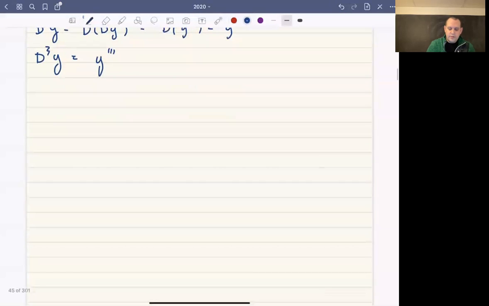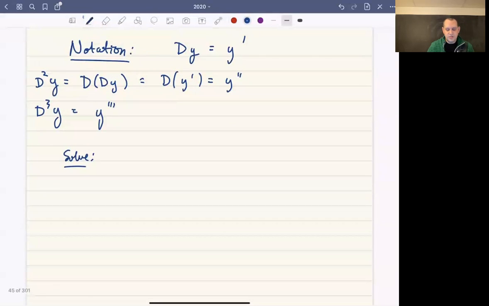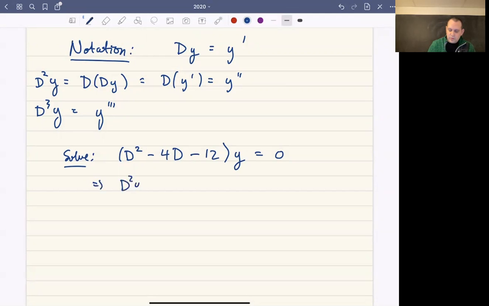And so what I want to do is solve a differential equation using this notation. So let's solve, I'm just going to do this so that you can see how this works, where we have D squared minus 4D minus 12, all times y, equals 0. And so this is a differential equation just written in this differential operator form. And so what this says is that this is going to be D squared y minus 4Dy minus 12y.